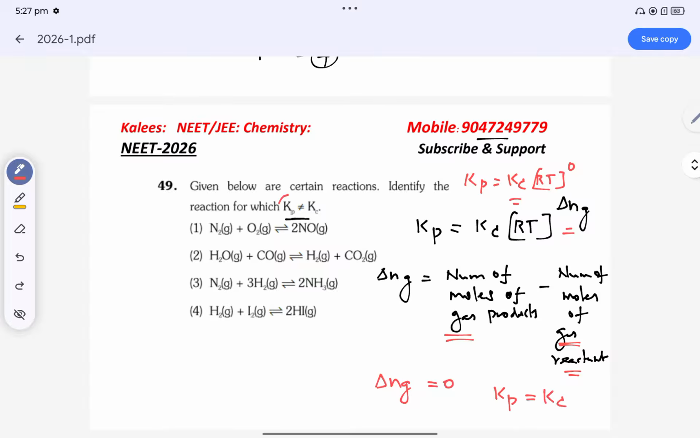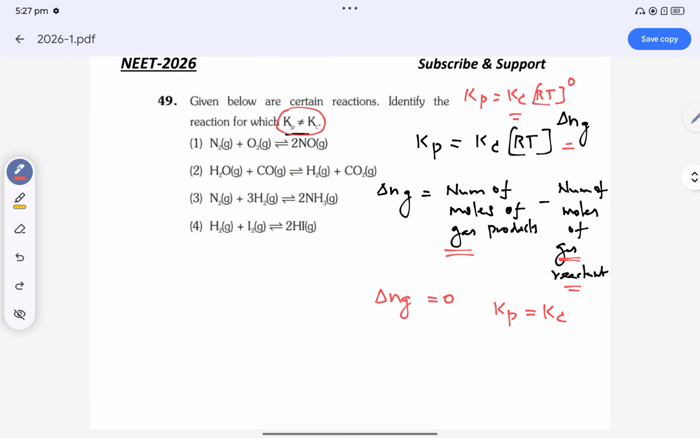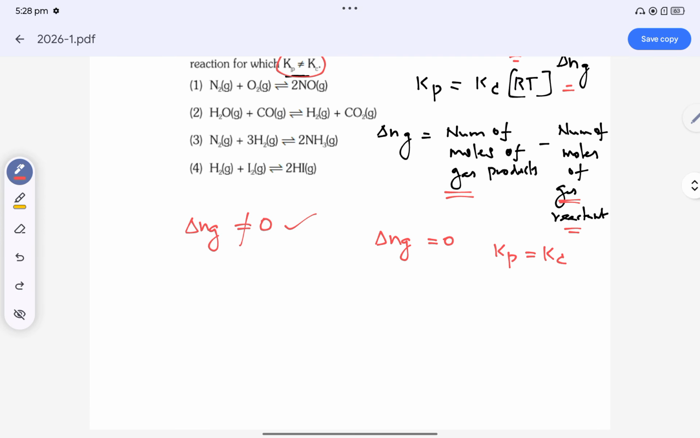But the question is Kp not equal to Kc. So what is our key point? Delta n(g) should not be equal to 0. Yes, my dear students, delta n(g) is the key point. Delta n(g) should not equal 0. So let us find the value here, option 1, you try.